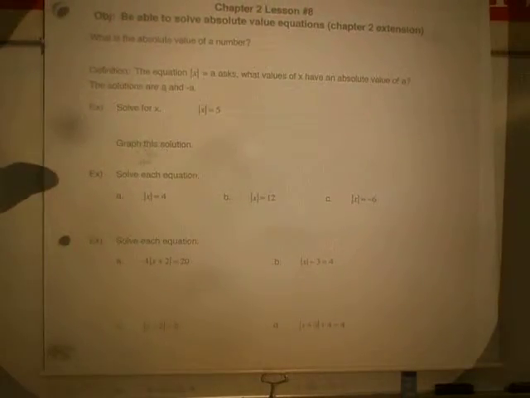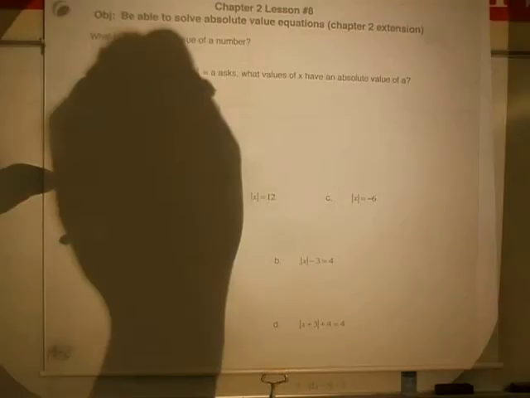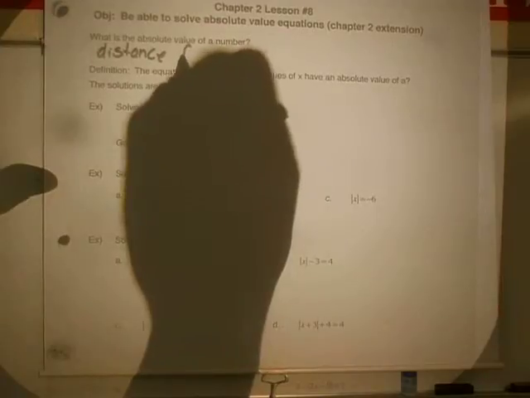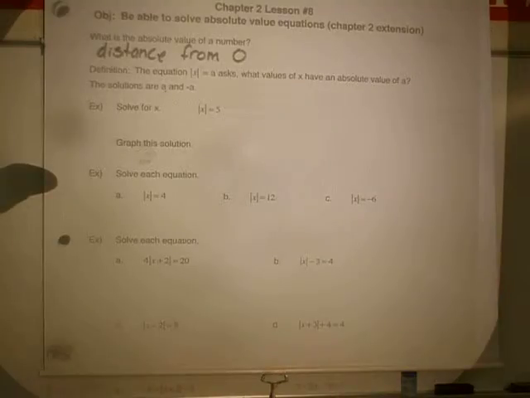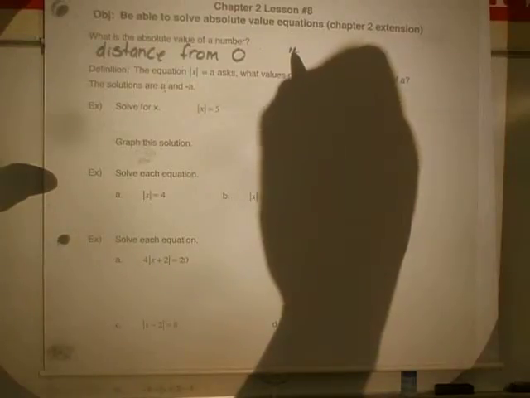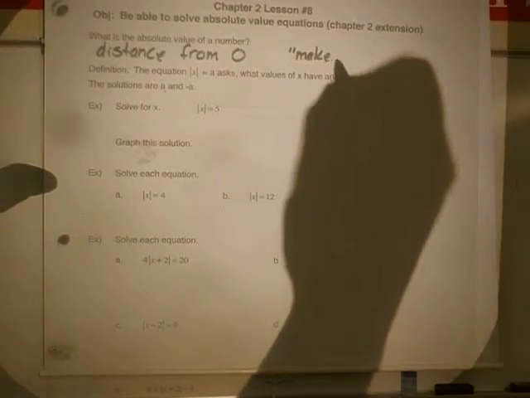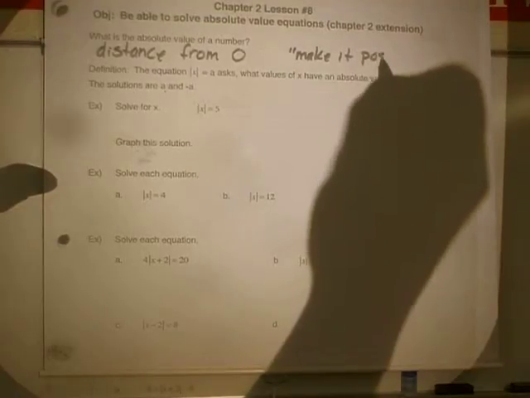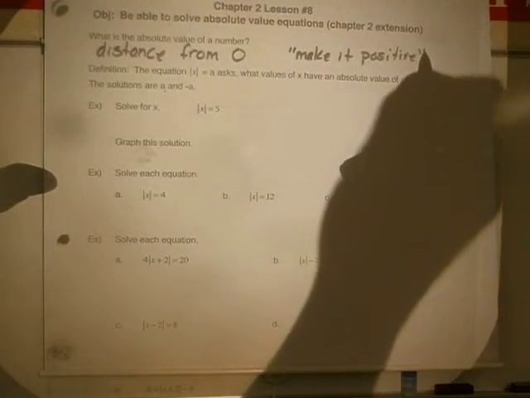Chapter 2, Section 8, our objective is to be able to solve absolute value equations, and this is from the extension at the end of Chapter 2. Absolute value of a number, our technical mathematical definition, is the distance from 0. Absolute value is the distance from 0 on a number line. And my non-technical, non-mathematical definition just means take whatever number it is and make it positive. Absolute value means make it positive.